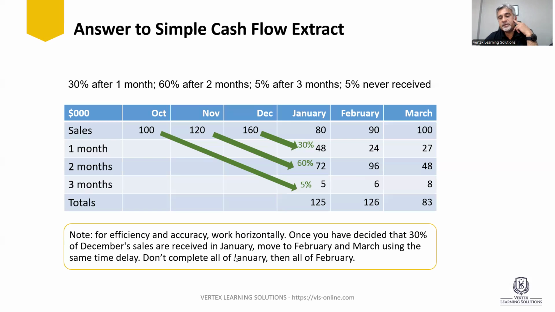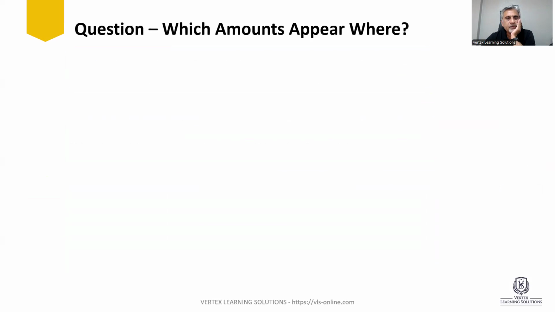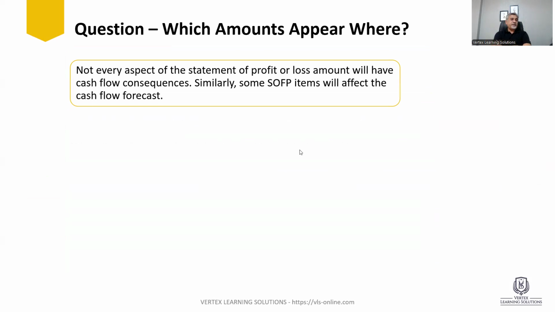For efficiency and accuracy, work horizontally once you have decided. Why do we say horizontally? Because January, February, March, April, you can make these columns and it will be easy to do. Which amounts appear where? Not every aspect of the statement of profit or loss amount will have cash flow consequences.